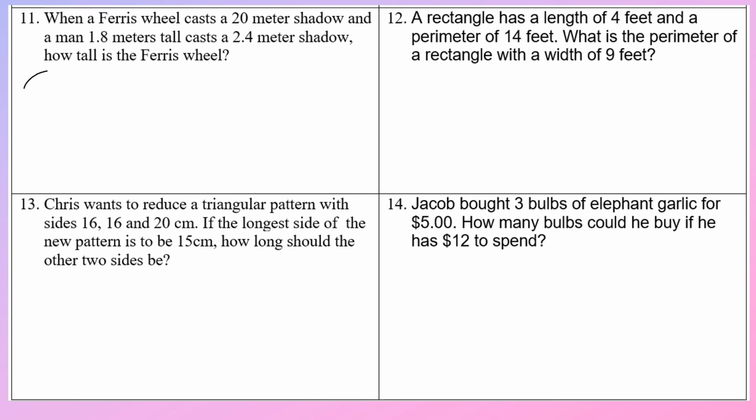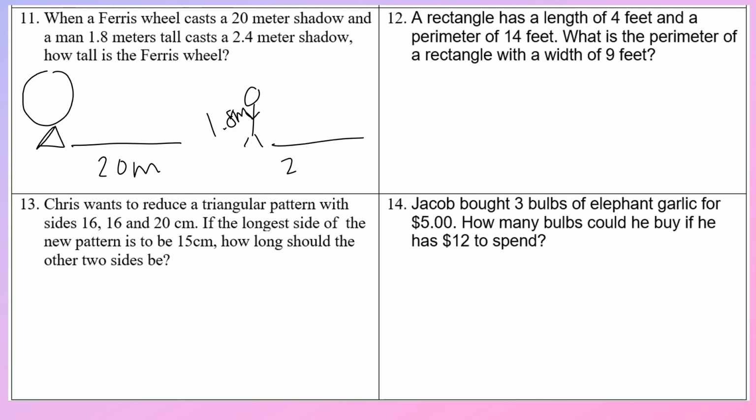When a Ferris wheel casts a 20-meter shadow, this is 20 meters, and a man 1.8 meters tall casts a 2.4 meter shadow, how tall is the Ferris wheel? So again, height over shadow equals height over shadow. Cross multiply, so we have 2.4x equals 36. Divide both sides by 2.4 and you get x equals 15 meters. So the Ferris wheel is 15 meters tall.